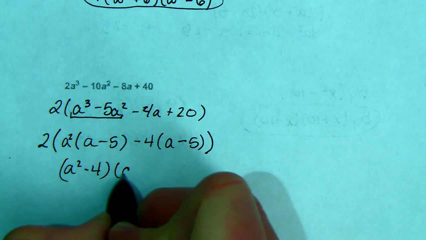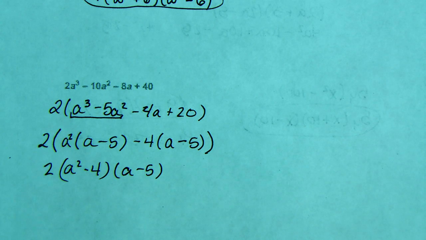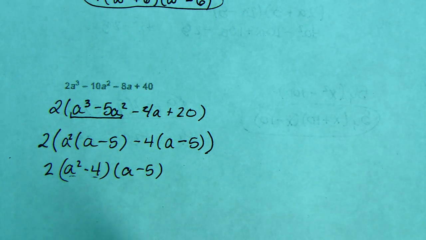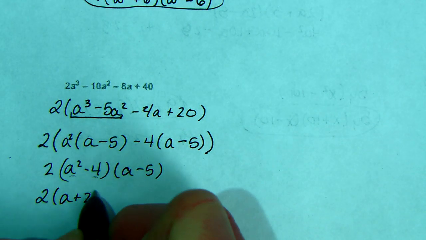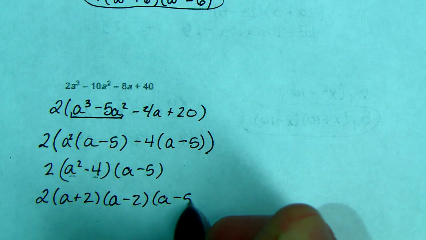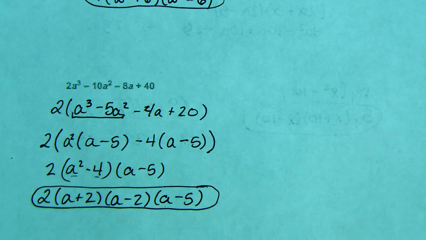But are we done? Check this out. A difference of perfect squares. So a plus 2, a minus 2, and then a minus 5. Wow. So many things to remember. So many things. But that's why we take our time. That's why we build one at a time.